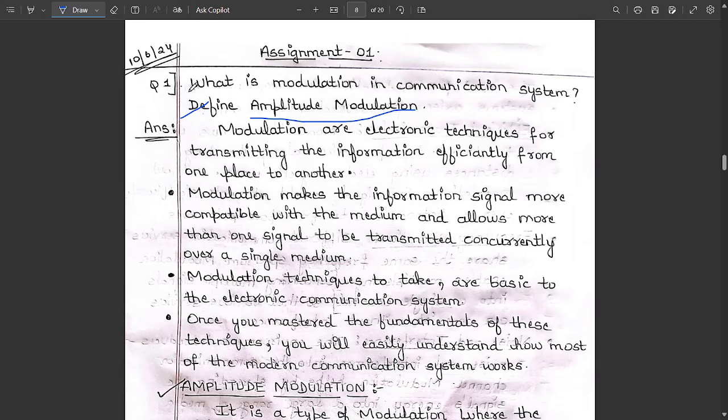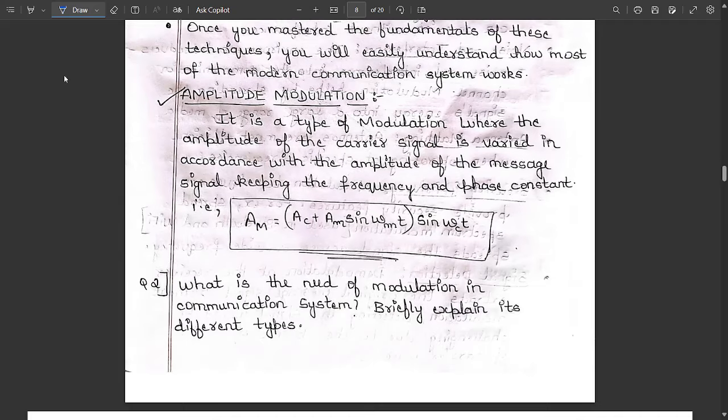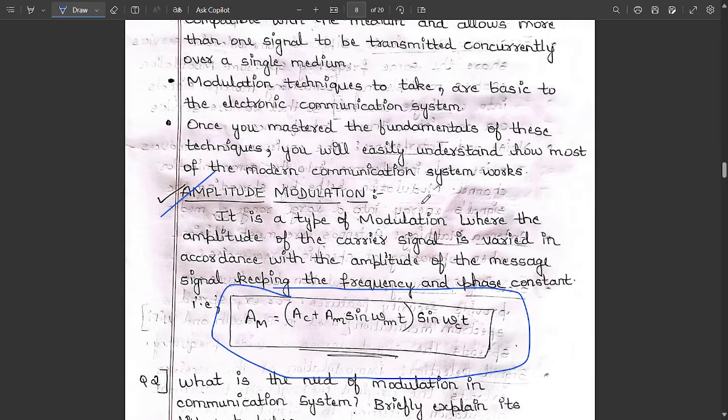This question I guess they won't be asking, that is, what is modulation in a communication system. So directly define amplitude modulation. It is a type of modulation where the amplitude of the carrier signal is varied with respect to the amplitude of the message signal, keeping the frequency and phase constant. And this is the relationship for the AM wave. This is a simple formula. This question is very important related to amplitude modulation, so please note it down.